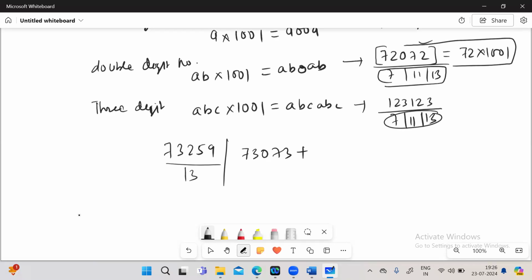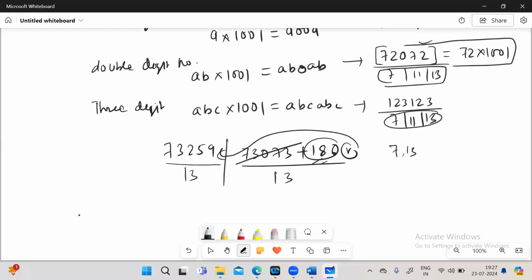27, 186. So now if we divide it by 13, it will be divisible by 13, and you just have to check this, and whatever the remainder is there, you will get the remainder here also. So this is how you can check any number, whether it is divisible by 7 and 13, and, sir, 11 also, but for 11 we have a different way also.